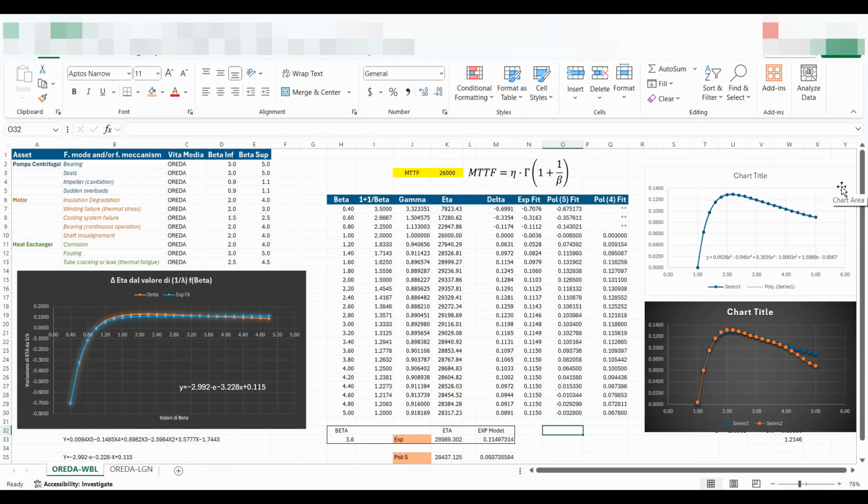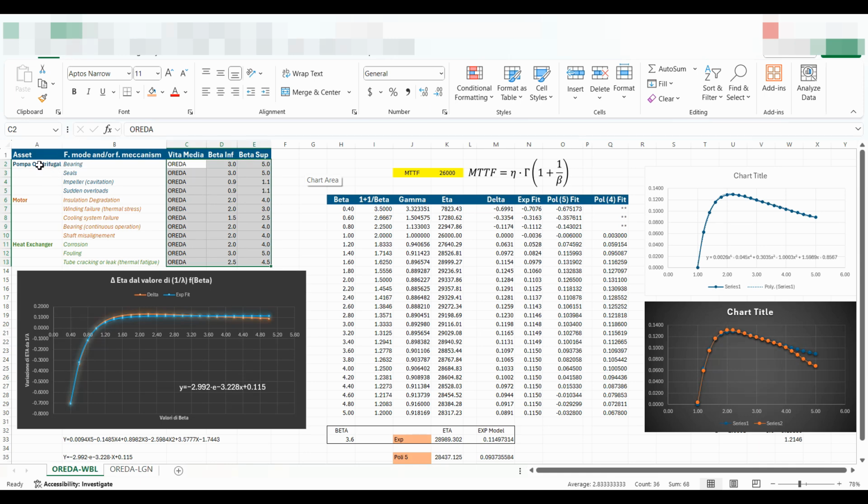We're going to explore a method that enables us to represent OREDA data with the inclusion of a shape parameter typical of the Weibull distribution. So this first method is for the inclusion of the Weibull shape parameter. An alternative method we're looking at is the inclusion of the log normal standard deviation.